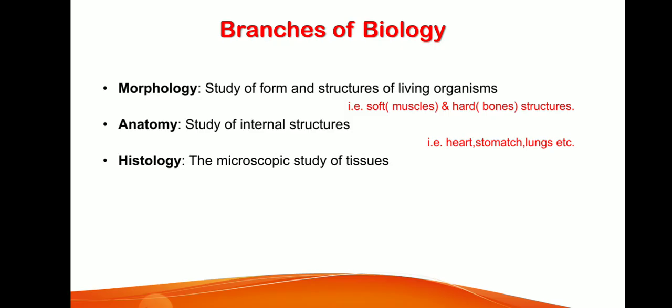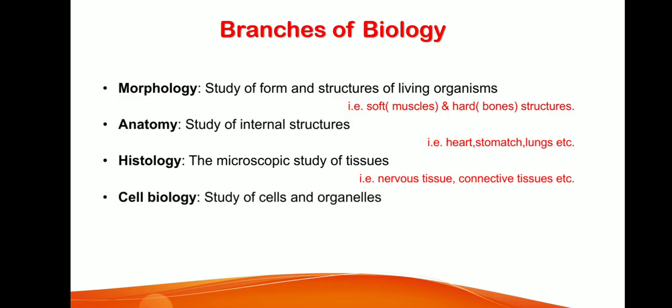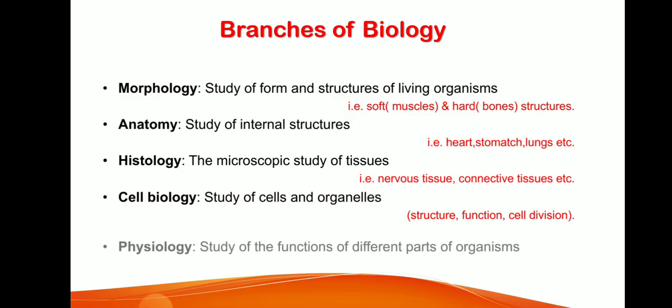And next one is histology. The word histo means tissues. So histology is the microscopic study of tissues, and the tissues include nervous tissues, connective tissues, etc. Next one is cell biology, and in cell biology we study cells and their organelles, and we also study structures and functions of the cells and their organelles, and also cell division is discussed in cell biology.